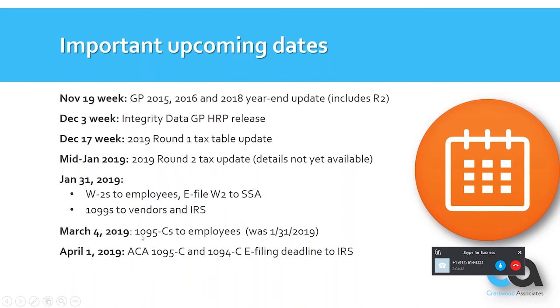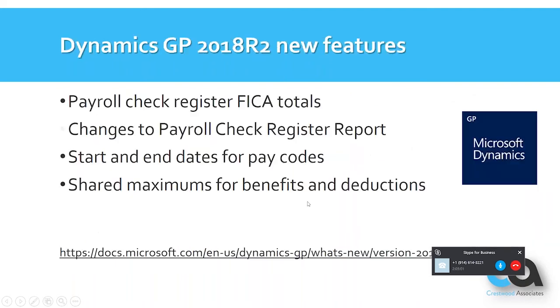So March 4th, you need to make sure you have your 1095-Cs to employees. They did change that date, so just take note of that. And then the filing deadline to the IRS is by April 1st. So hopefully that's helpful to have all those dates there, and make sure you grab a copy of this PowerPoint slide deck so that you can easily reference all this information.